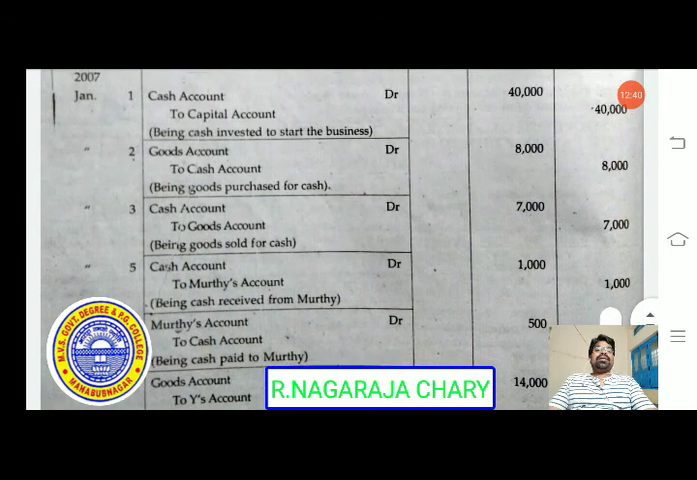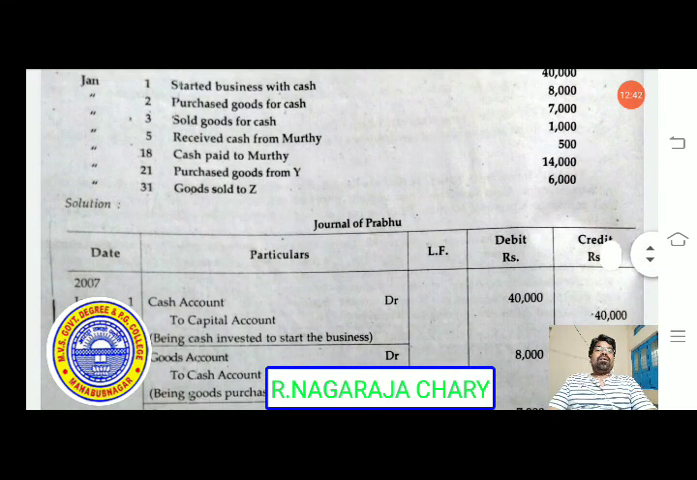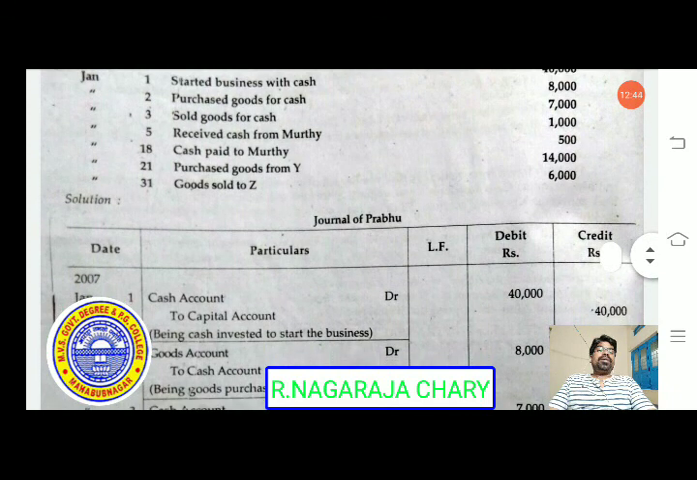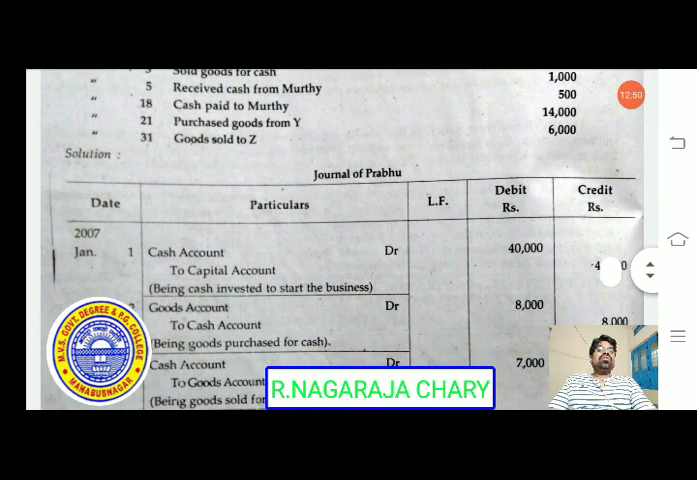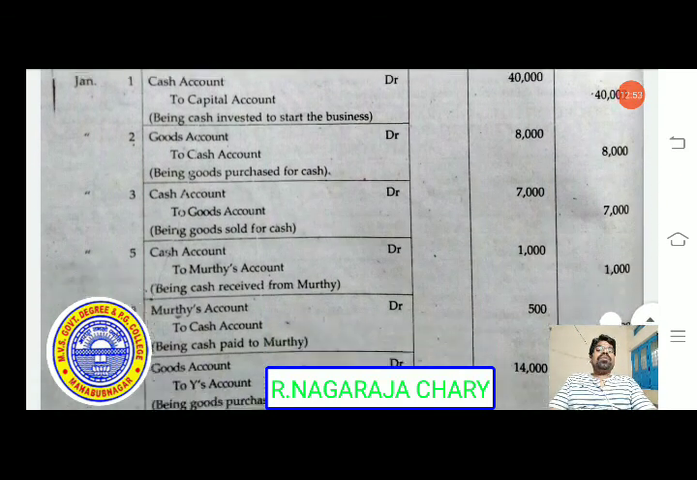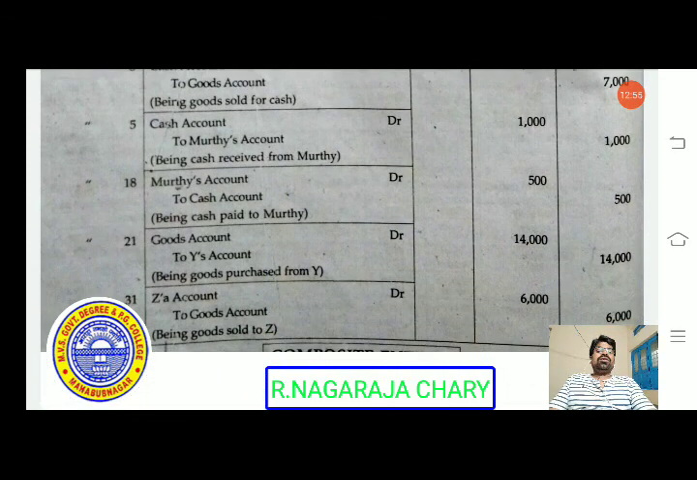So, next entry on 18th date, cash paid to Murthy. Earlier we received cash from Murthy, now we are paying cash to Murthy. So, it may be reverse. So, just reverse.